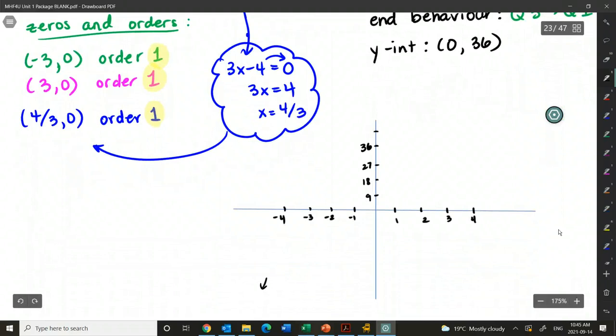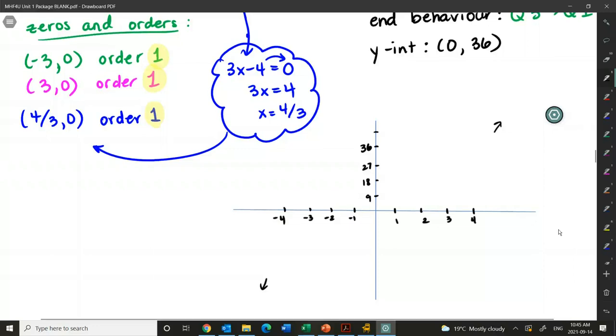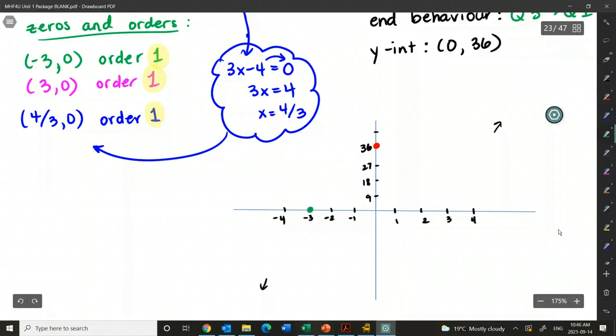starting down in the left end here, and I should be finishing somewhere up in the right quadrant here. Pencil them in lightly to start, and then you can always adjust them if you need to based on your sketch here. Okay, let's plot the x-intercept and the y-intercept. Y-intercept is up at 0, 36. X-intercepts are at -3, +3, and about 1.3 repeated, so maybe like right here, just estimate it.